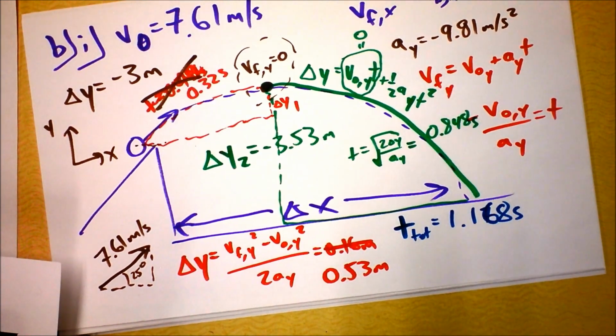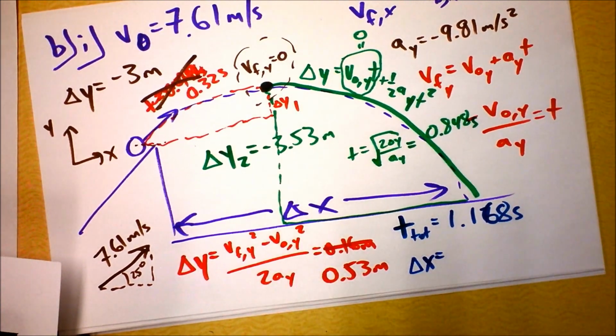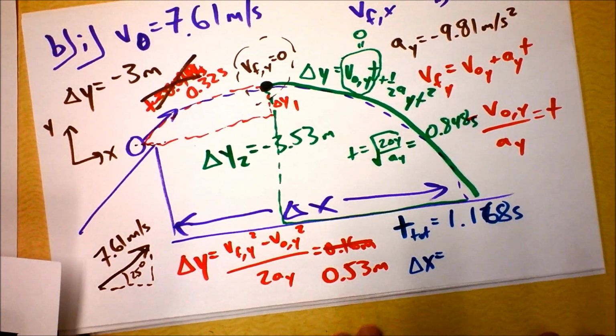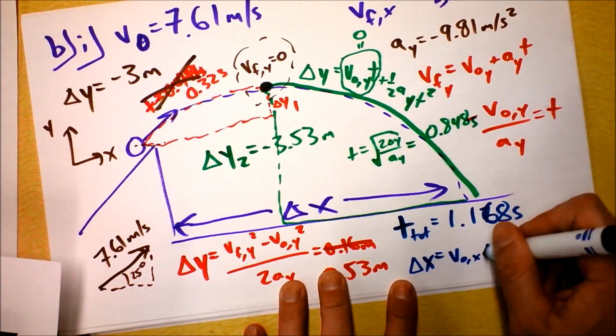What was the point of all this time calculation? Delta x. Could I use the classic? What's the acceleration in the x direction? 0. There is no acceleration in the x direction? Yeah. So I'm just going to write down the initial velocity in the x direction times time.